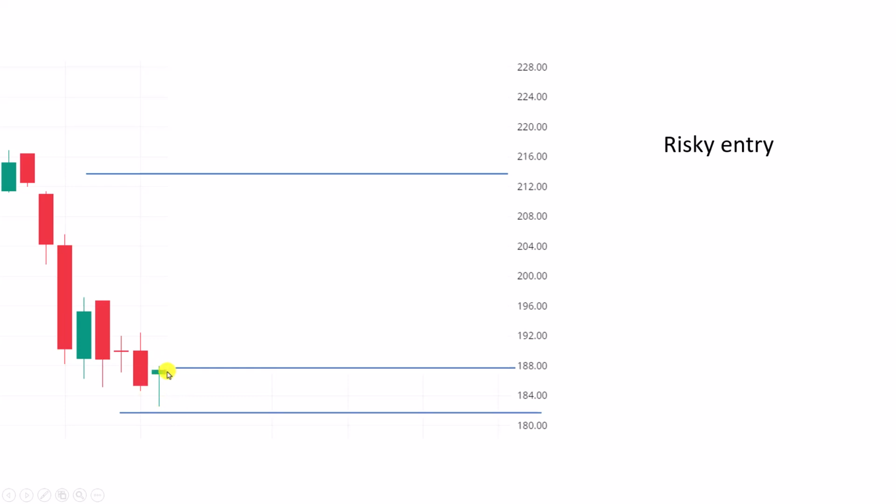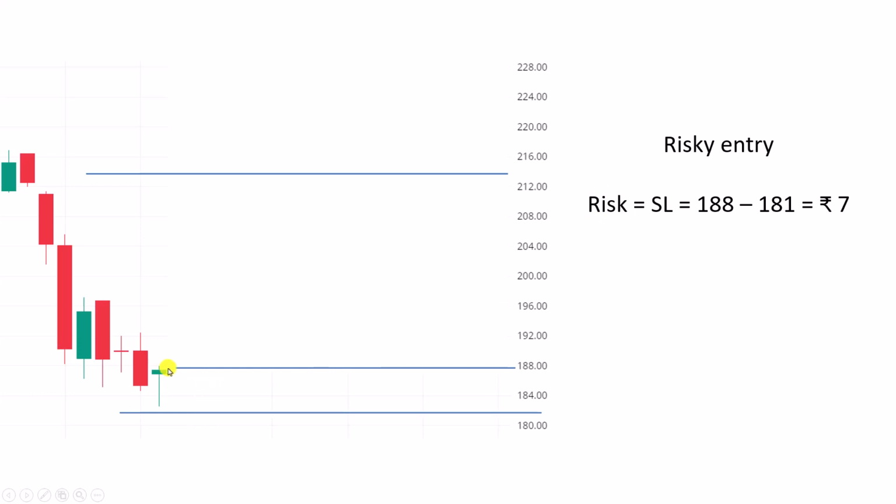So here is where I enter, at 188 rupees. Okay. Below the hammer is where I place my stop loss, and let us say the price is 181 rupees. Alright. Now my risk is 188 minus 181. 188 is where I enter the trade or where I buy the shares of this company. 181 is my stop loss. So 188 minus 181 is 7 rupees. So this is my stop loss and this is my risk.